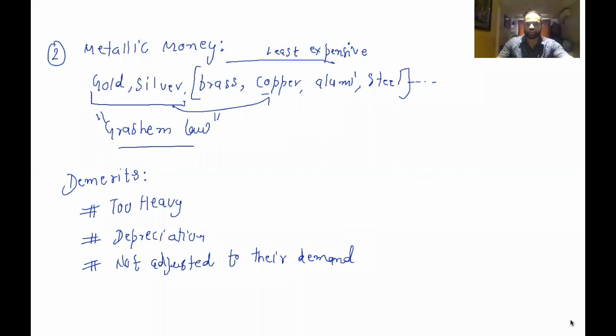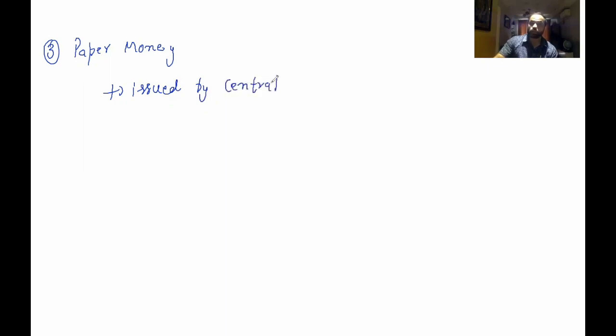Then the third, it improved from metallic money to, obviously, paper money, paper currency or notes. Paper money is issued by the central bank or state bank, depending. You can call it state bank if you want, central or state bank.